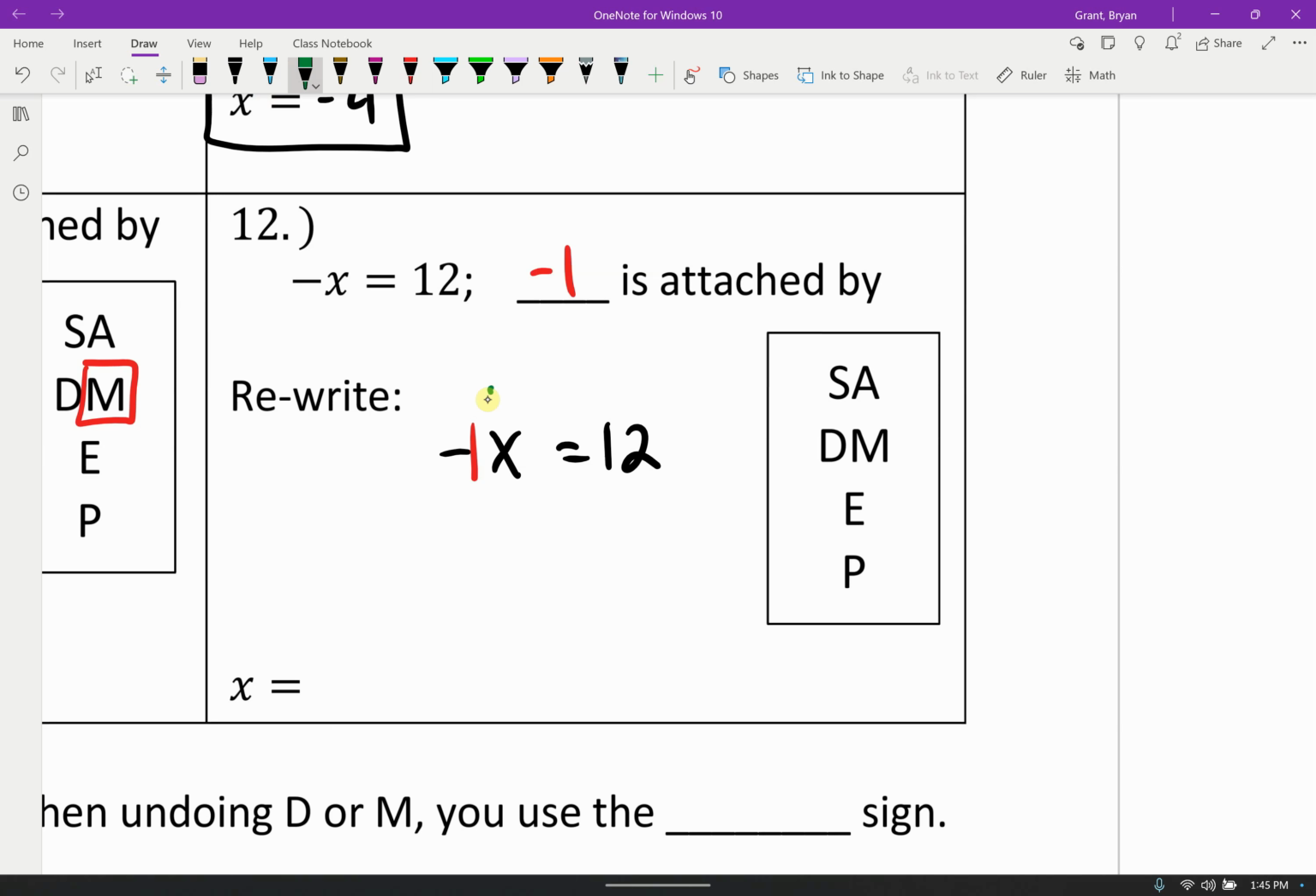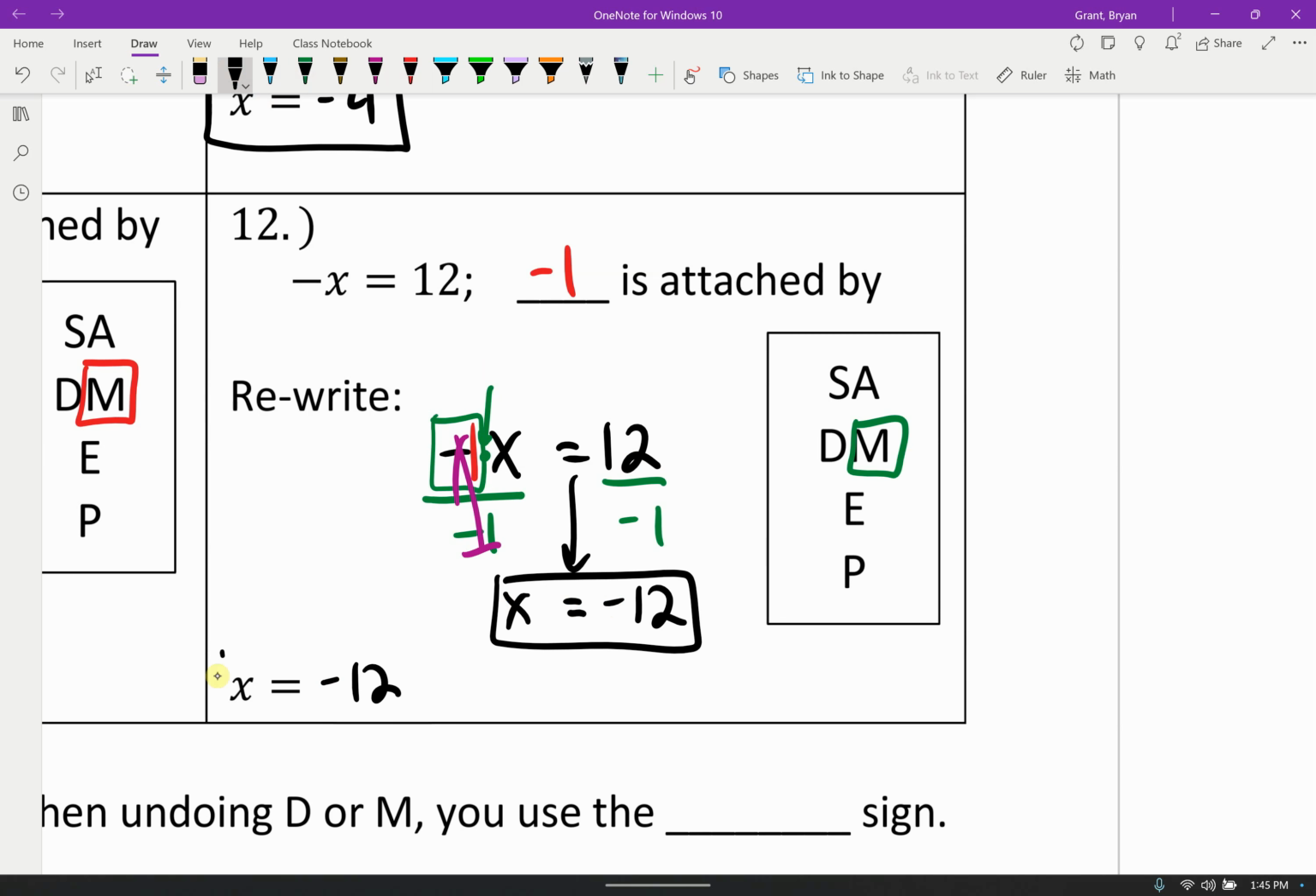Well, it's all about the operation that's in between the number and x, and in that case, that again has to be multiplication. So negative 1 is multiplying by x, which means we need to divide by negative 1. Okay? We bring down our equals. Negative by a negative is a positive. Positive by a negative is a negative.